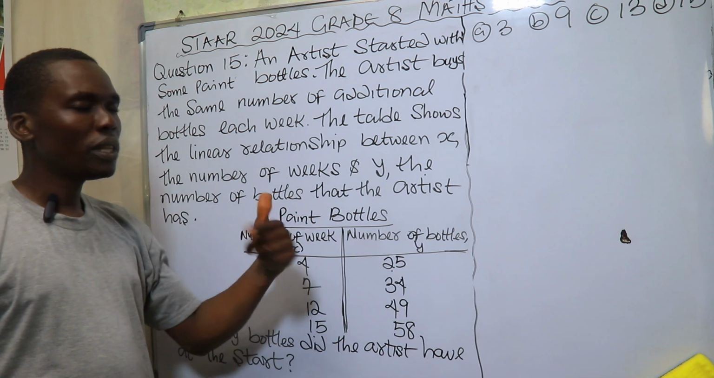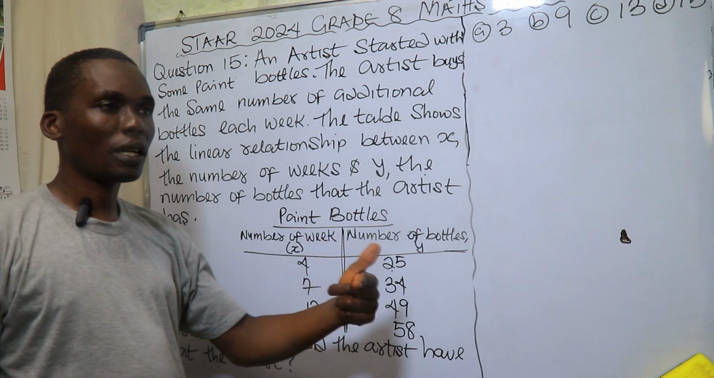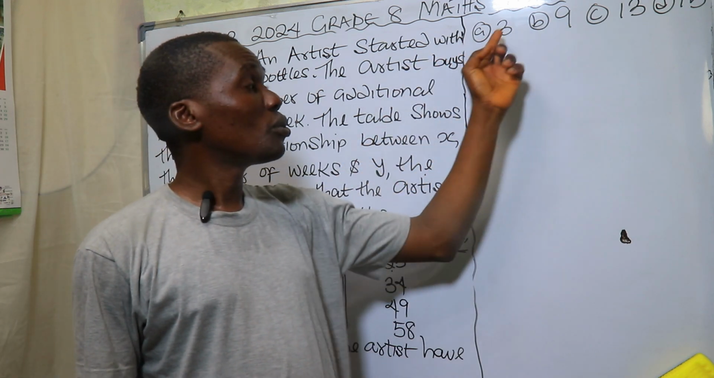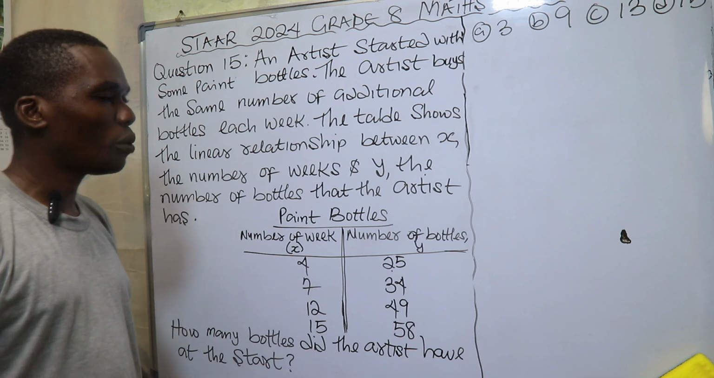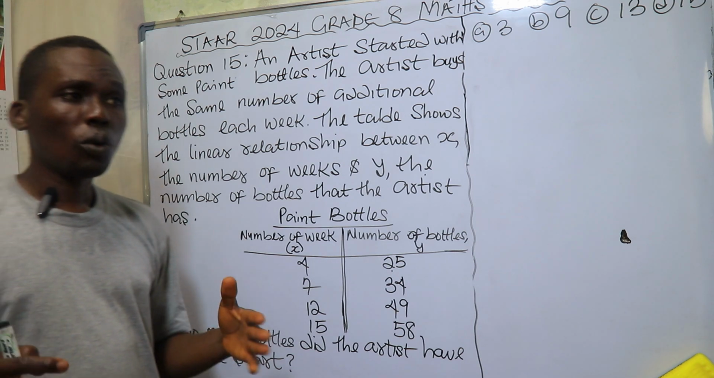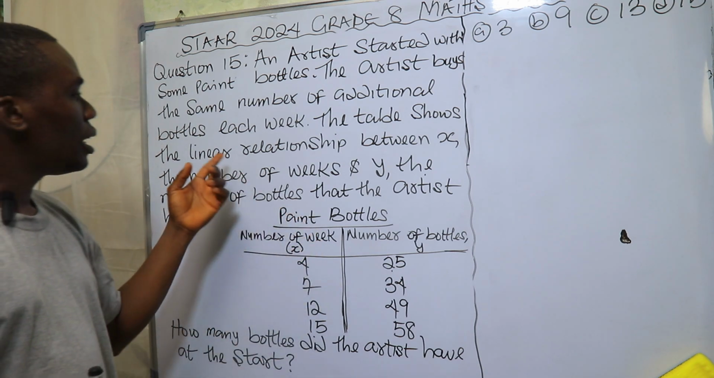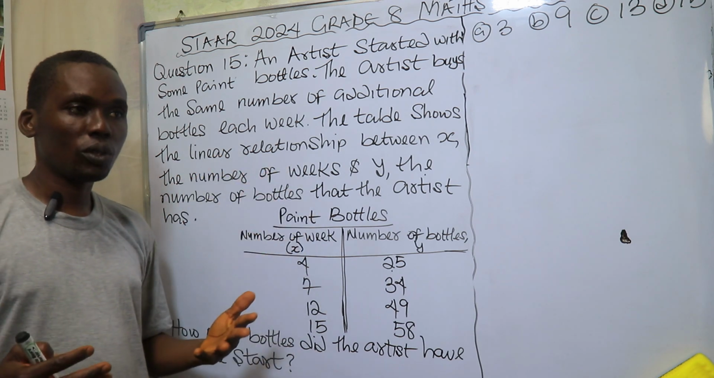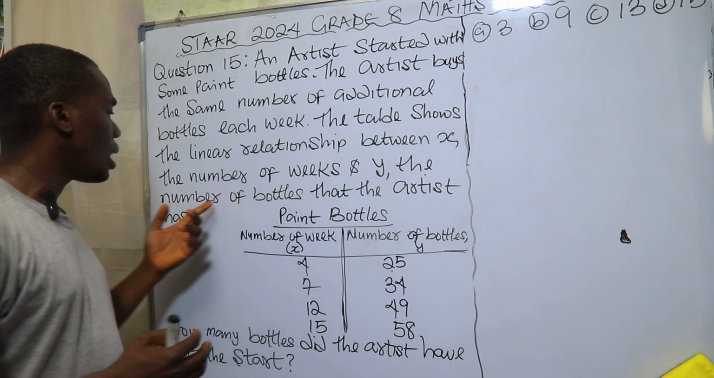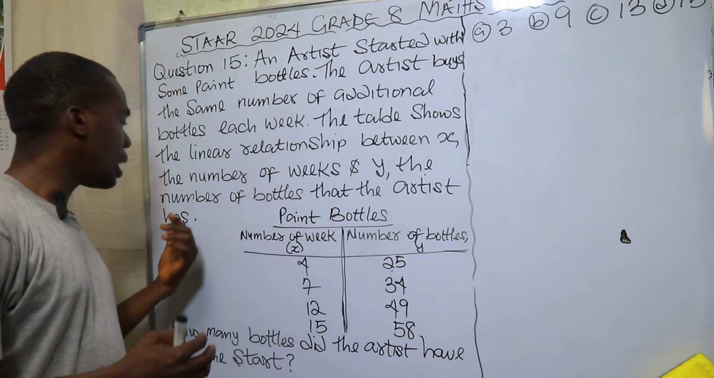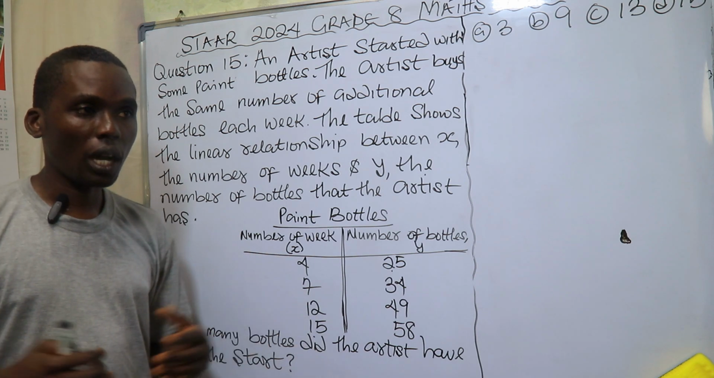Now, how many bottles did the artist start with? The options given to us are 3, 9, 13, and 15. So which is the right option? Now, we are told that this is a linear relationship question. This relationship is between the number of weeks and the number of bottles that the artist has.